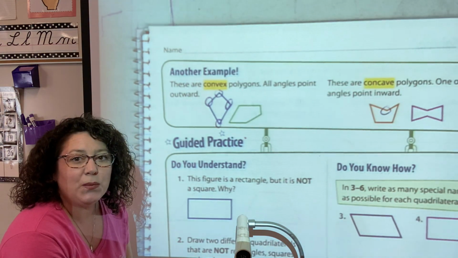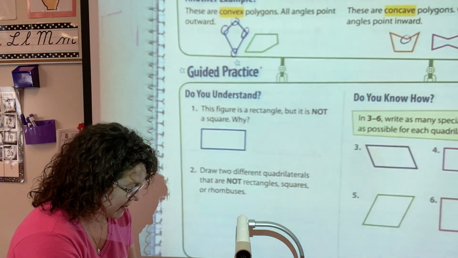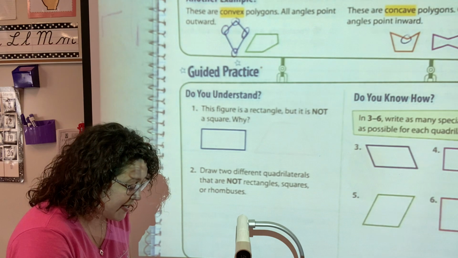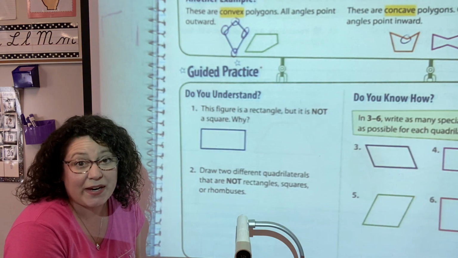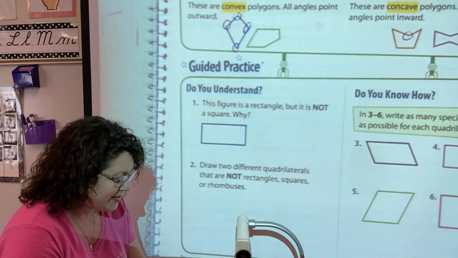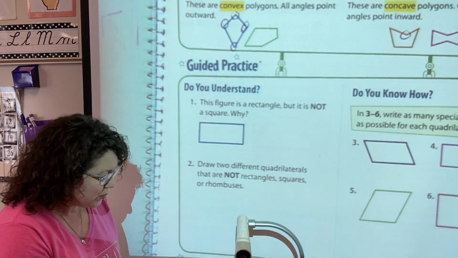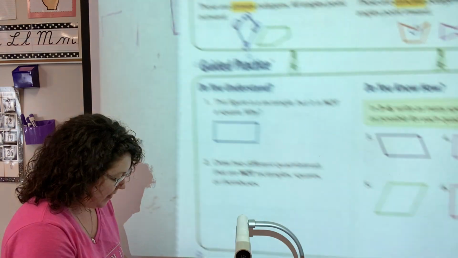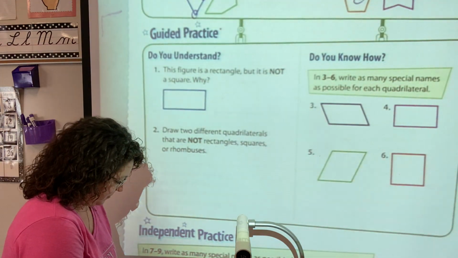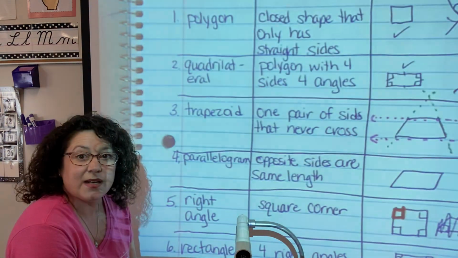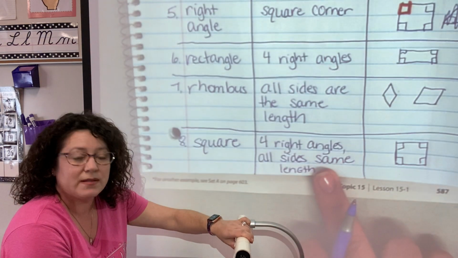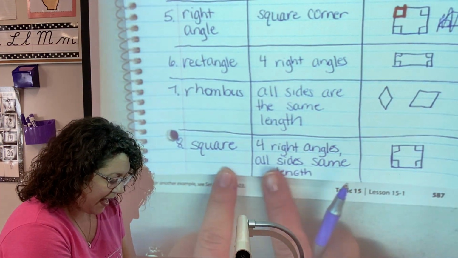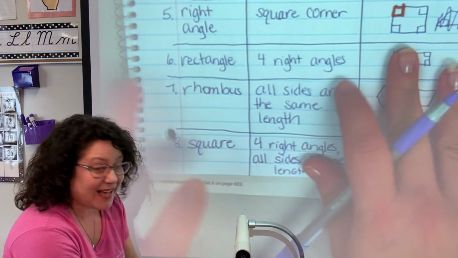All right, number 1. Let's go to our guided practice. This figure is a rectangle, but not a square. Why not? Why is this not a square? What's your rule about square? If you look in your notes, squares have all sides the same length. That's why we take notes.